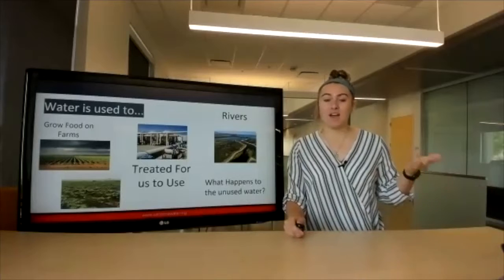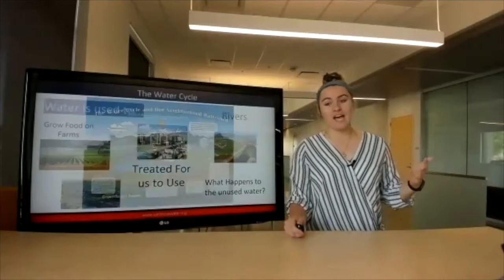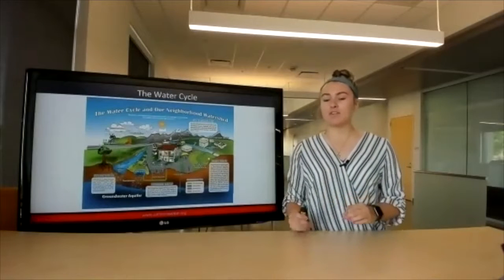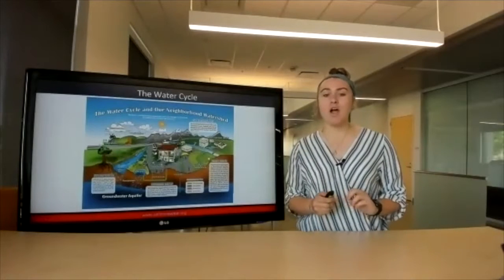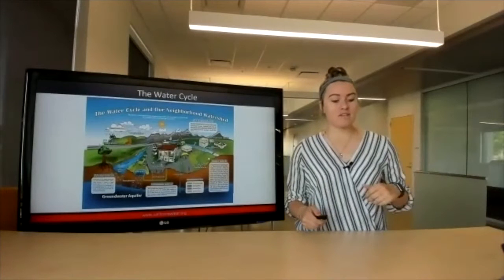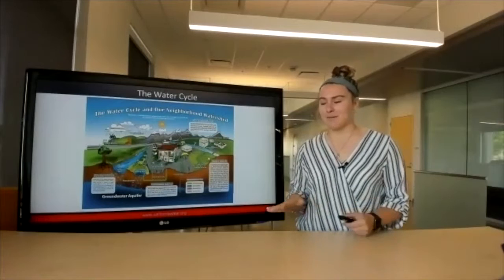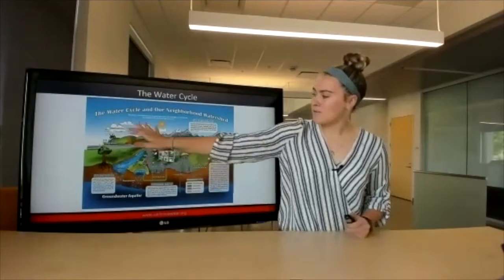So what happens to all of the unused water? Well, that is where we come in with the water cycle. And this image is going to look a little bit familiar. You might have seen it on a little pamphlet in your package of supplies. So we're going to use this a little bit later, but right now I'm just going to talk about it a little bit. So first, we get a lot of our water from rain.